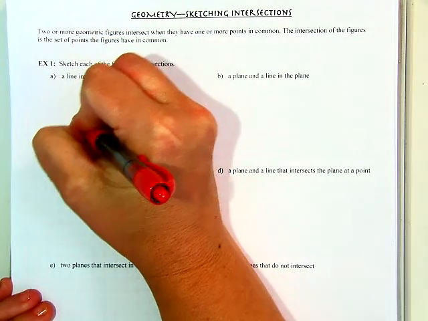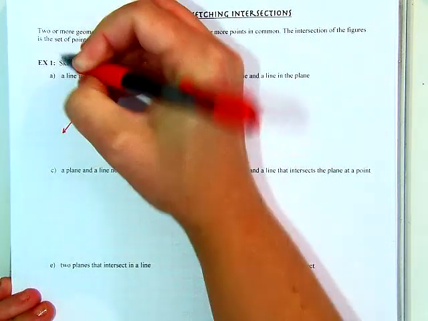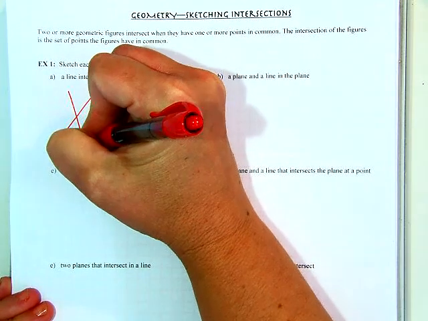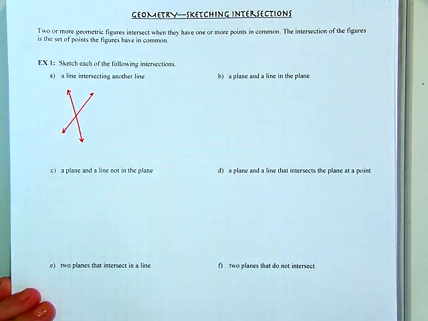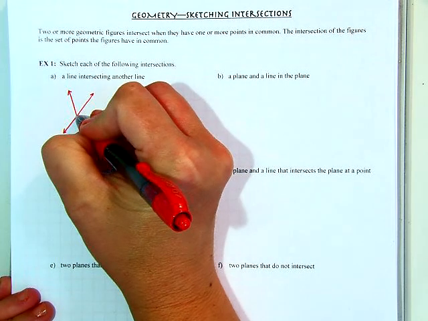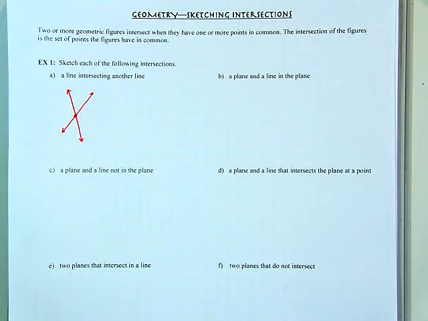So here I have a line. I have a second line. And the intersection right here is going to be a point, right? So when two lines cross, the place where they slice through each other, the intersection is a point. Okay, next we have a plane and a line that's in the plane.